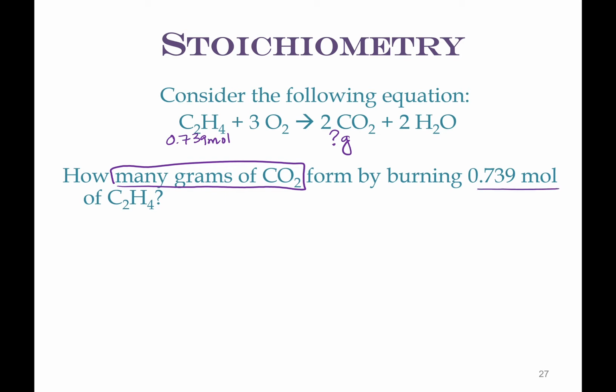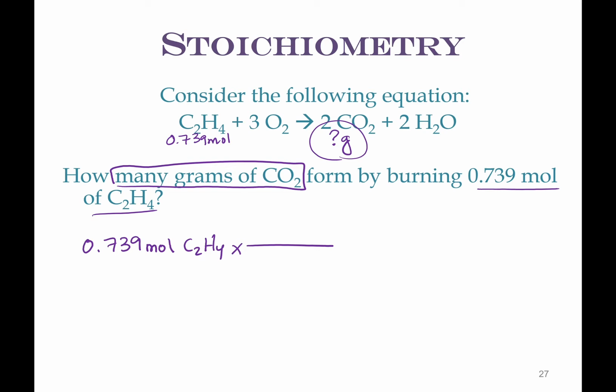With the 0.739 because we have that. We can start there. We have to start somewhere where we're given a number. 0.739 moles of C2H4. Multiplication sign and a line. Oh, we want to get rid of moles of C2H4 and go to CO2, but we're asked for grams of CO2. Can we go directly from moles of C2H4 to grams of CO2? And the answer is no.